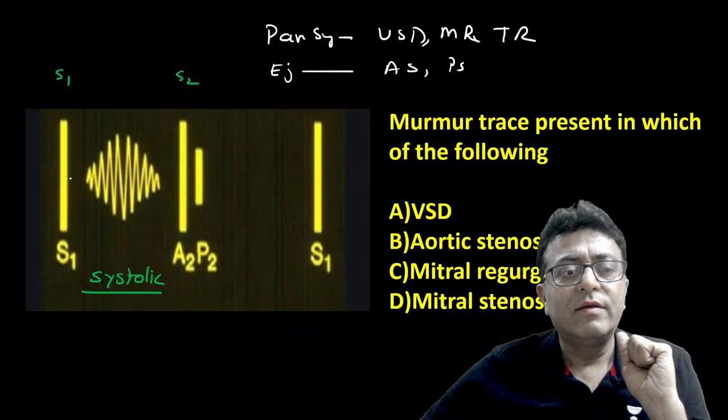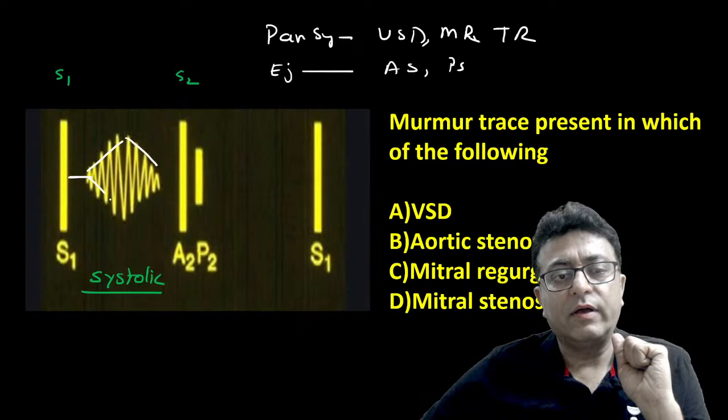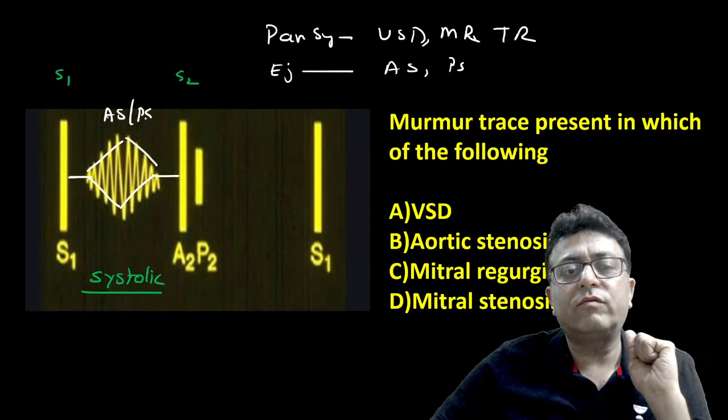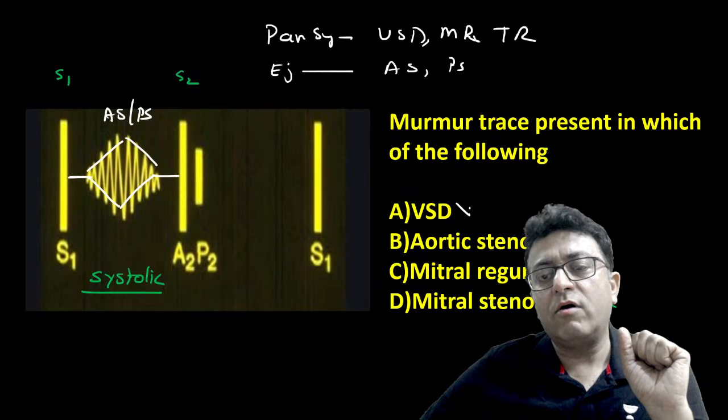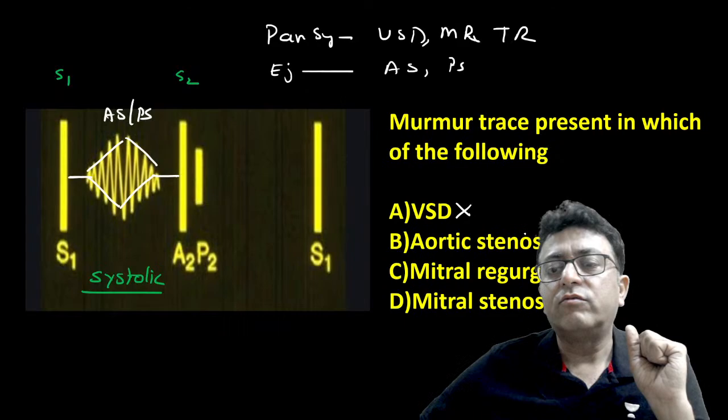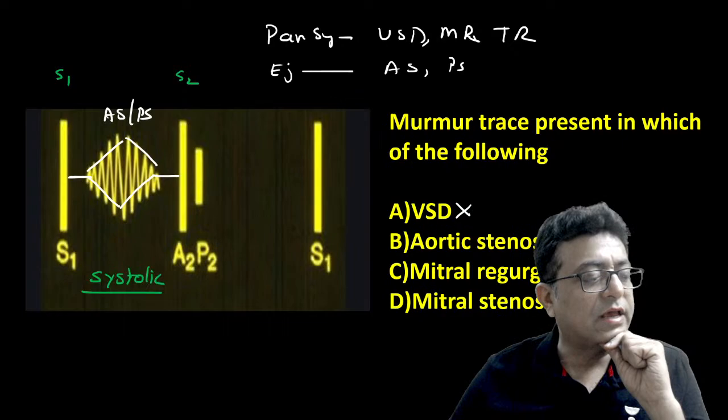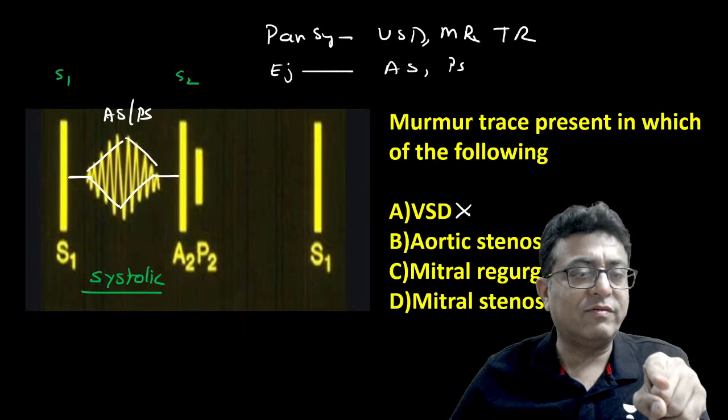So now come to the question. Our murmur starts after a gap, crescendo, decrescendo, crescendo. It's a murmur of aortic stenosis or pulmonary stenosis. It is a systolic murmur, but not pan-systolic. So mitral and VSD are out. So given the example, the murmur is of aortic stenosis. Am I clear? This is a typical question. It was there in previous NEET PG also. So be prepared.